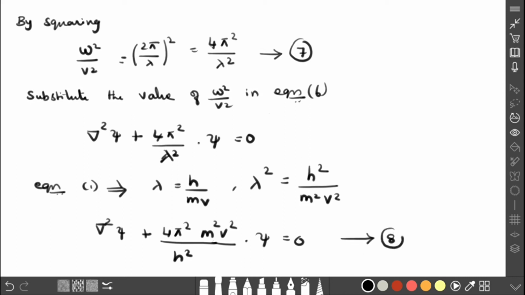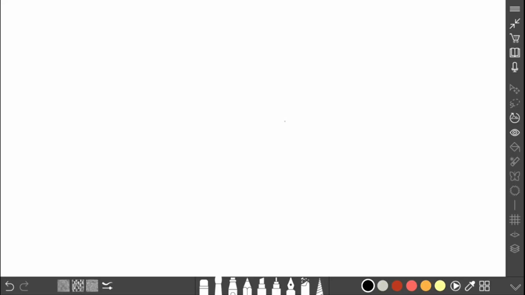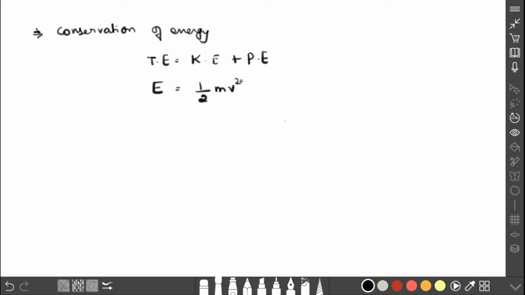Till now we used only two considerations, that is de Broglie wavelength and the classical wave equation. So next I am going to consider the conservation of energy. What is the formula? Total energy is equal to kinetic energy plus potential energy. The third one, this is very important, conservation of energy. So total energy is represented by E. Kinetic energy is half m v square, plus capital V is the potential energy.